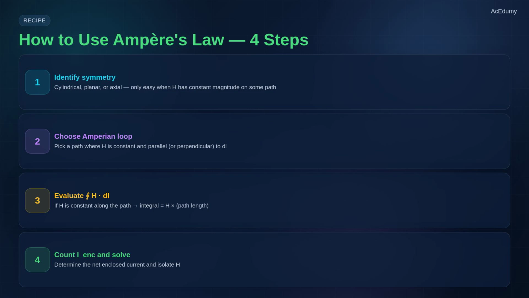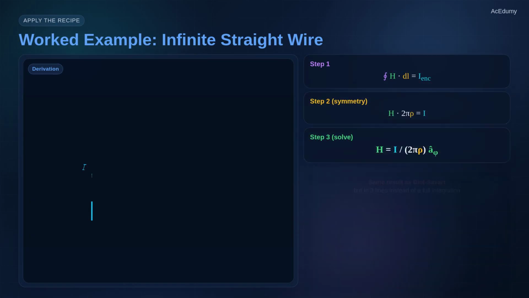Third, evaluate the line integral. If H is constant along the path, the integral becomes H times the path length. Fourth, count the enclosed current and solve for H. That's it. Let's apply this to an infinite straight wire.